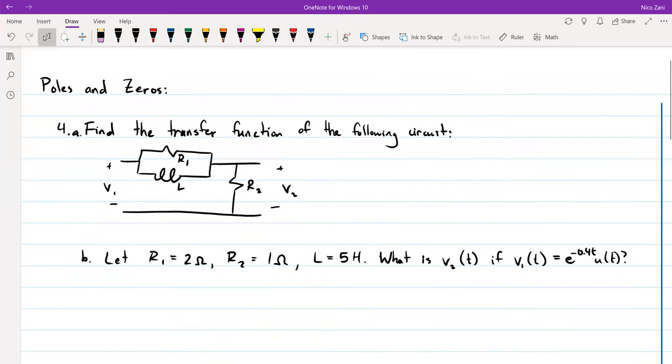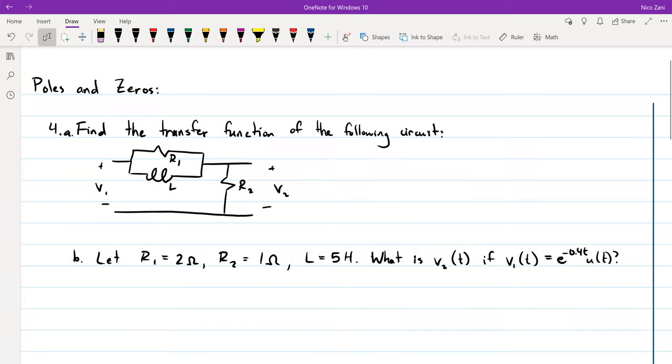So now I'm going to go on and talk a little bit about poles and zeros. So the following is a simple circuit, and I have just asked to find the transfer function and to solve for V1 and V2. To solve for V2 if V1 is a certain value. This is more or less what you guys did for your first midterm. I just figured I would throw it on there as a final review.